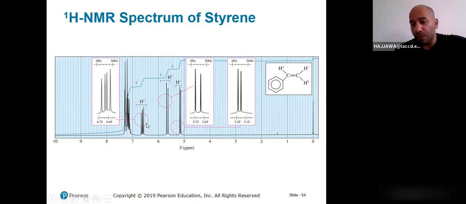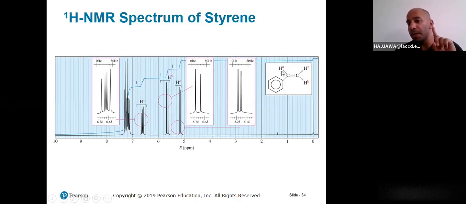Those 2 doublets belong to 1 hydrogen, because that hydrogen, which is HA, is not going to read HC the way it's going to read HB. Once it reads HC, it applies the rule N+1, so that's a doublet. Once it reads HB, N+1, again that's 2, so it's another doublet. That's why you see a doublet and a doublet. They are right next to each other and belong to the same hydrogen.